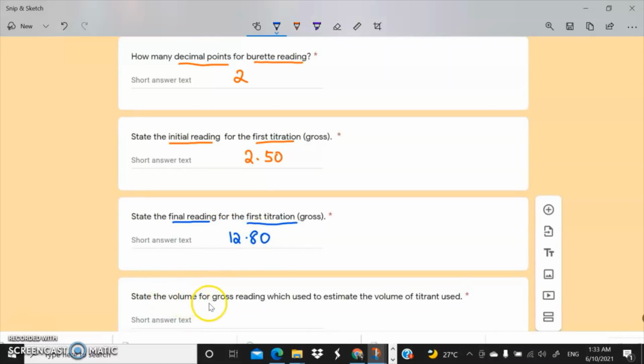State the volume for gross reading which is used to estimate the volume of titrant. So what is our titrant here? NaOH. So how much volume of NaOH is used in gross reading? The final reading minus initial reading. So you will get 10.30.